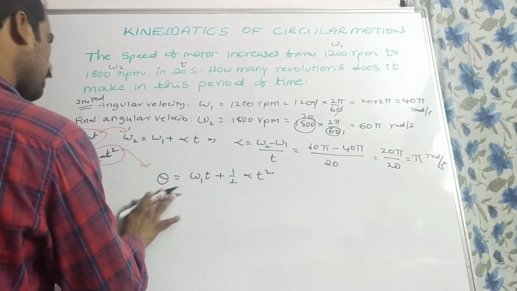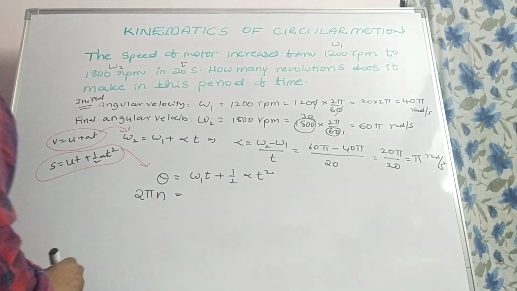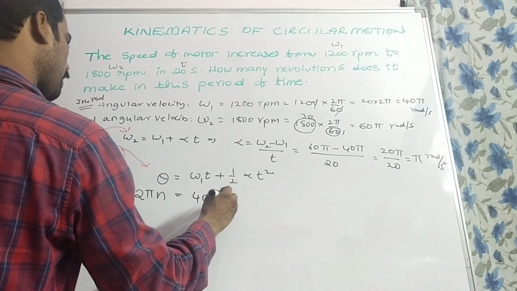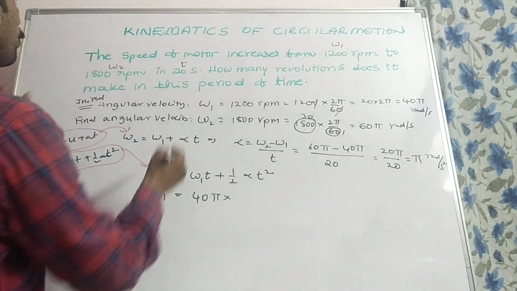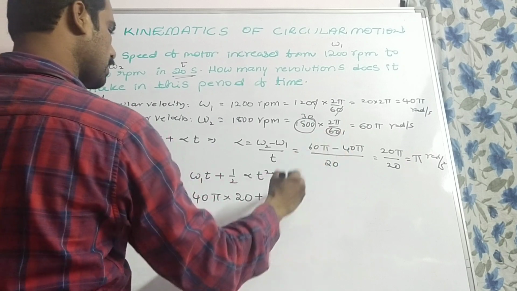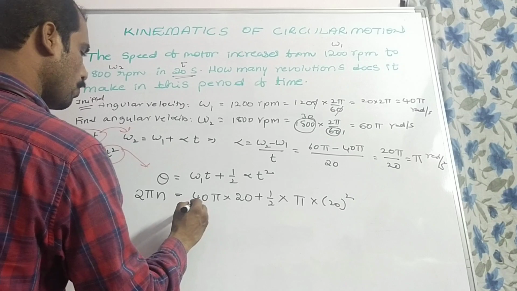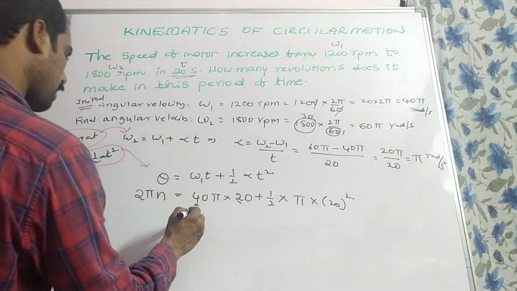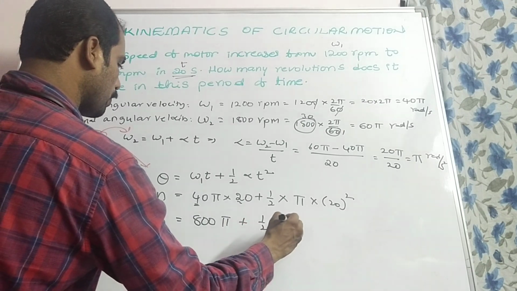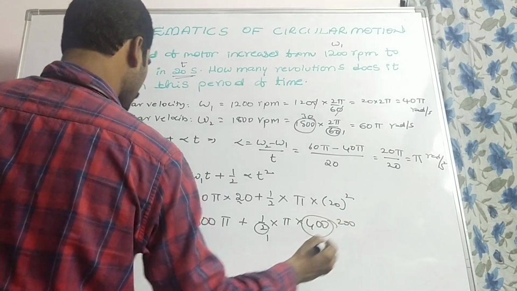Theta can be written as 2 pi n, because we have to find the number of revolutions. So 2 pi n is equal to omega 1, that is 40 pi, into the time taken, that is 20 seconds, plus half into alpha, which is given as pi, into 20 square, that is equal to 800 pi plus half into pi into 400, that is 200 pi.